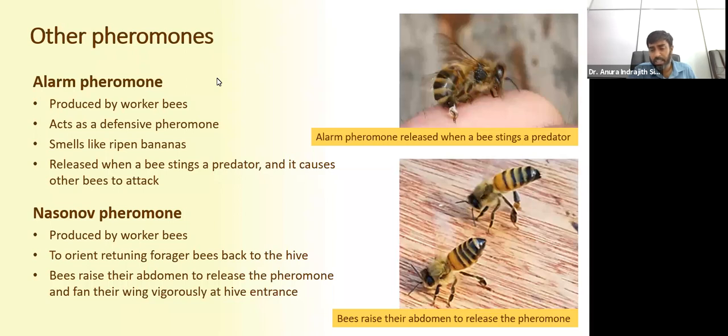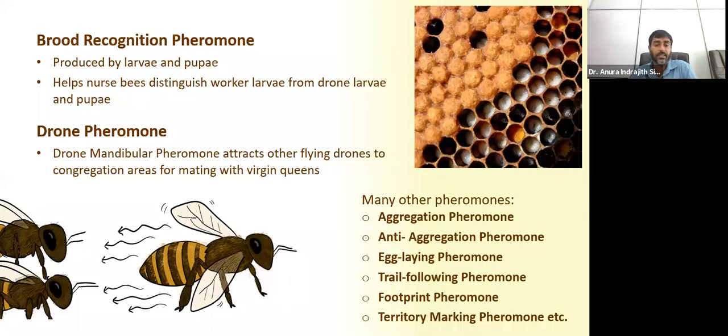When they lift the abdomen like that, they open a gland called the Nasonov gland, and some pheromones are released. When they fan their wings, these pheromones go across the environment. This pheromone is very important for worker bees, for foraging bees, to find their hive again when they go out. And the other pheromones are the brood recognition pheromones.